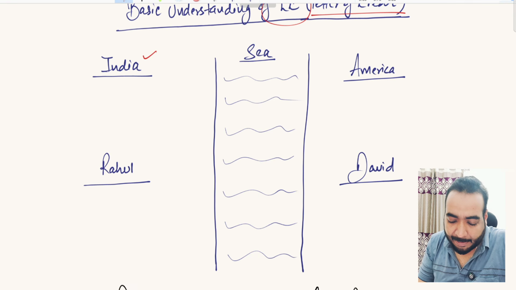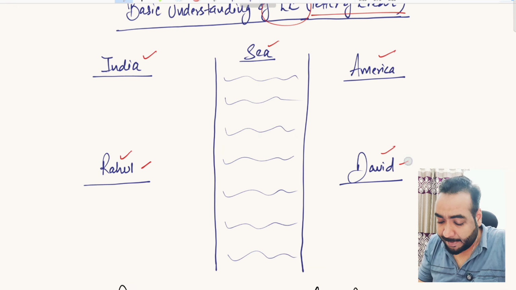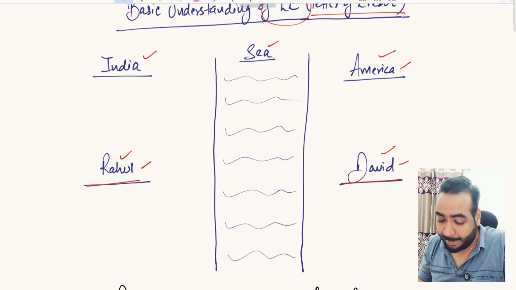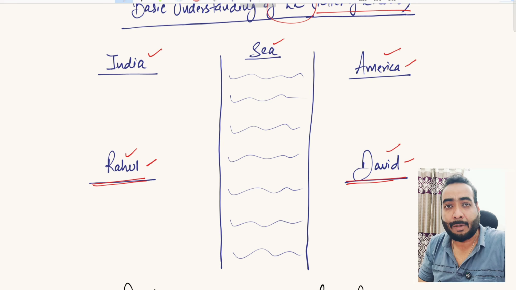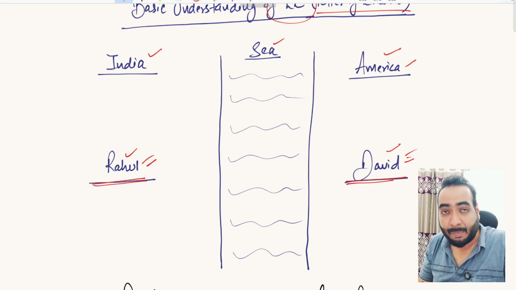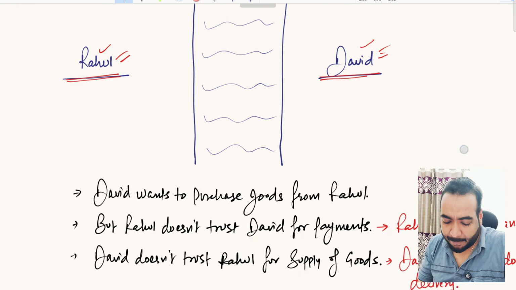So here is India, here is America, Rahul and David. First, think that Rahul is sitting in India and David is sitting in America. Rahul has no control over the activities of David, and David has no control over the activities of Rahul. It is not like that if Rahul doesn't send the goods to David, or David doesn't make the payment, India will go to war with America and get the payment recovered on behalf of Rahul. This will not happen, right? So they both have to trust each other if they want to do any trade transaction or business with each other. So now what happens?